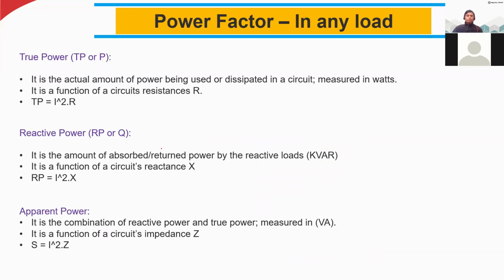Now we have to know three different terms: true power, reactive power, and apparent power. True power is the actual amount of power being used or dissipated in the circuit. It means the load is consuming only this, which is called true power. We can use the notation TP or P for true power, and it is a function of the circuit's resistance. Let's say here, TP is equal to I square R.